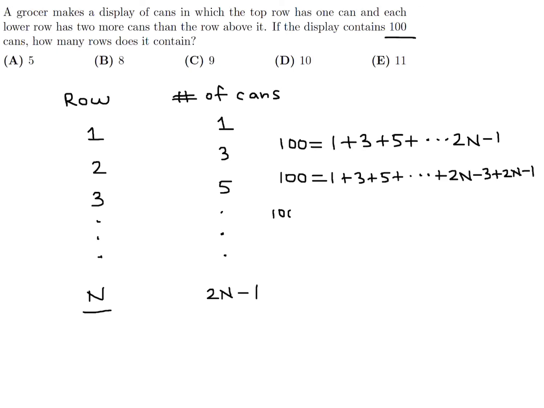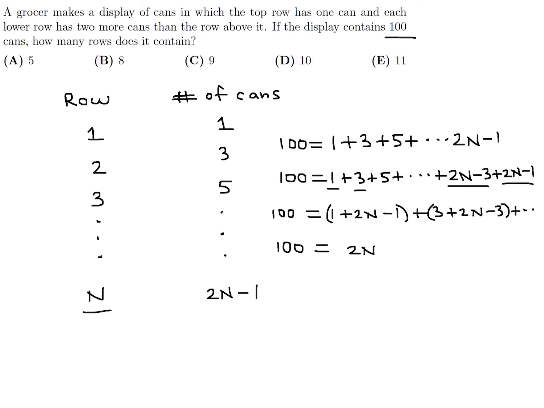What I'm going to do is group them. So I'm going to take the first guy and the last guy, 1 plus 2n minus 1. And then I'll take the second guy and the second last guy, 3 plus 2n minus 3, like that. And dot, dot, dot. We're not sure entirely how long this goes. So when you group them, you'll see you get 2n plus 2n, like that. It's going to be all 2n's.